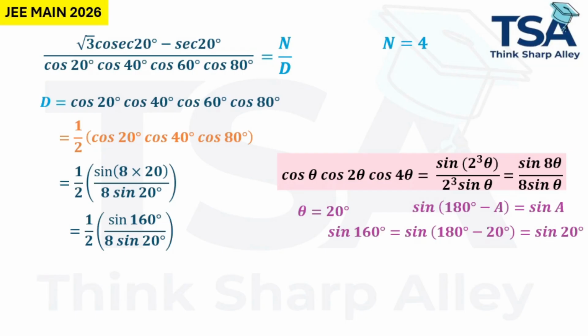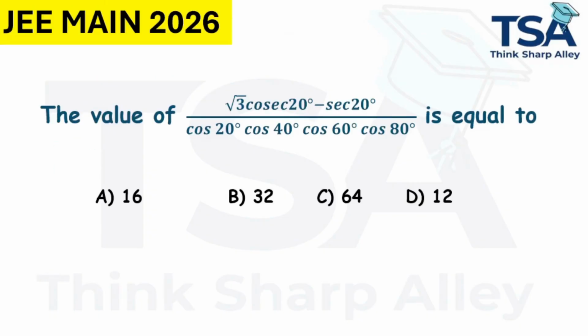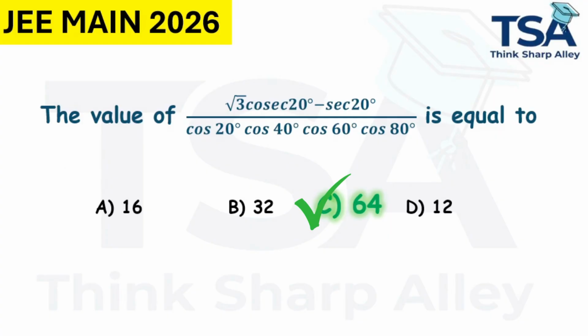So let's substitute this back into our fractional block to cause an immediate cancellation. See? Sine 20 gets cancelled from numerator and denominator. So the denominator just becomes 1 by 16. Now let's combine our completed blocks back into our main expression. So it becomes 4 divided by 1 by 16, which gives us 4 into 16, that is 64. So the correct choice of this question is option C, 64.